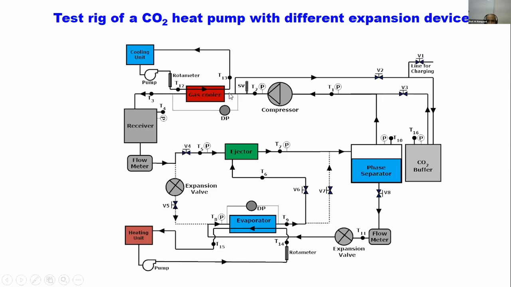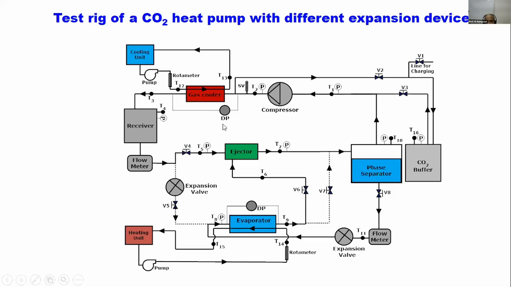So in this experimental setup, we tried different types of expansion valves. For example, we had an ejector, we had an expansion valve. I did not show it here, but we also used a capillary tube. So just to study the effect of different types of expansion devices: normal expansion valve, ejector, and the capillary tube.